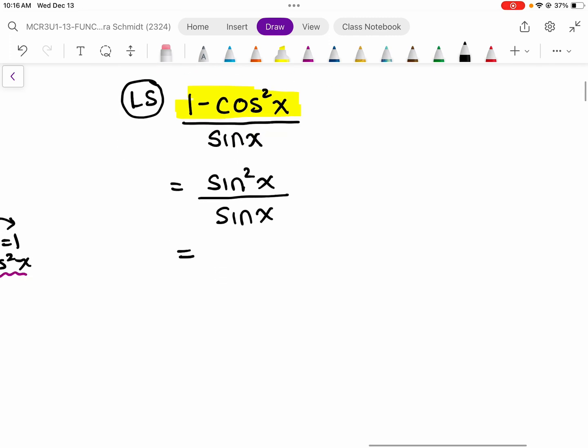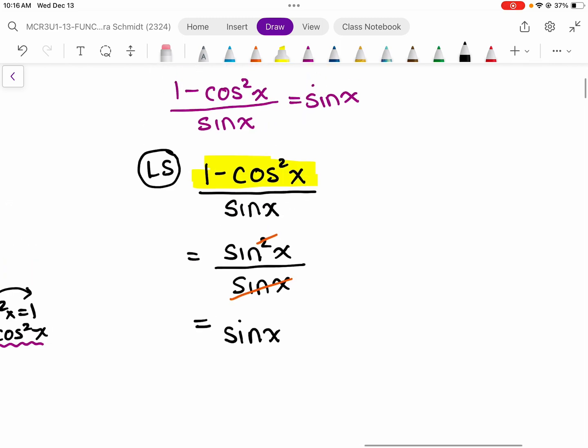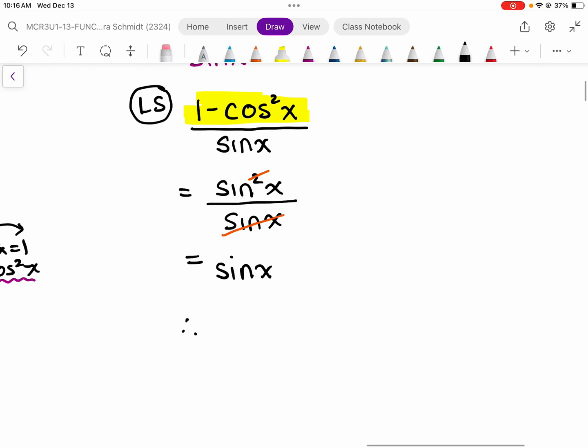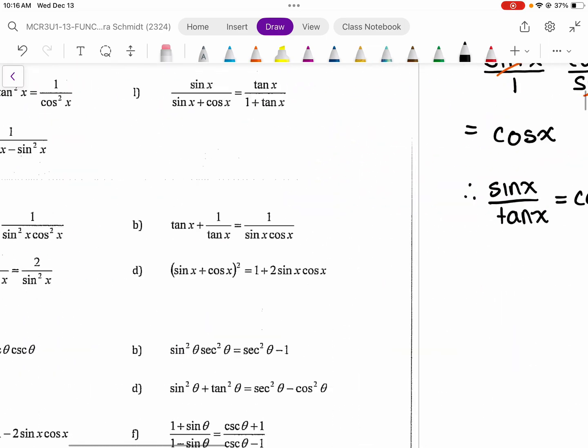Now I have 2 sine x's on top and 1 on the bottom. So what I can do is cancel one of those out. So that just leaves me with a single sine x, which is what was on the right side. So therefore, 1 minus cos squared x over sine x is equal to sine x. And that's it. Let me try one more.